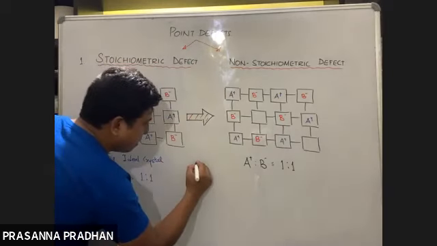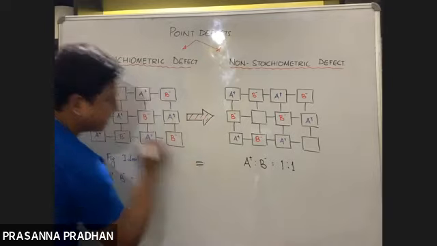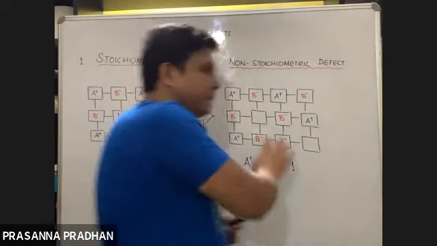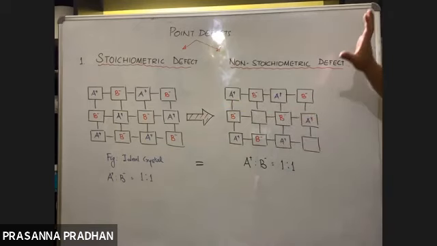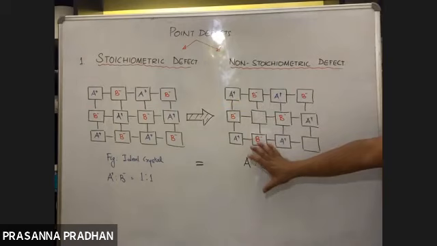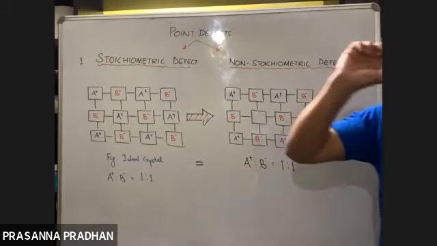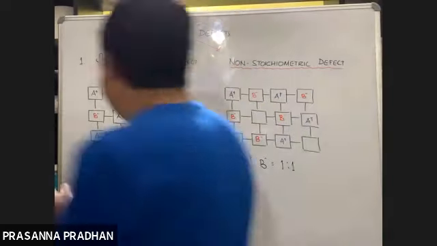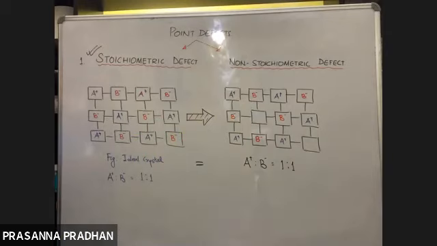In spite of the defect, the ratio of positive and negative ions is the same as that in an ideal crystal. So यहाँ पर तो defect हो रहा है. We can clearly see there is a defect. Arrangement regular नहीं है. There is a defect, but in spite of the defect, the ratio of positive and negative ions is the same as that in an ideal crystal. So this type of defect is known as a stoichiometric defect.